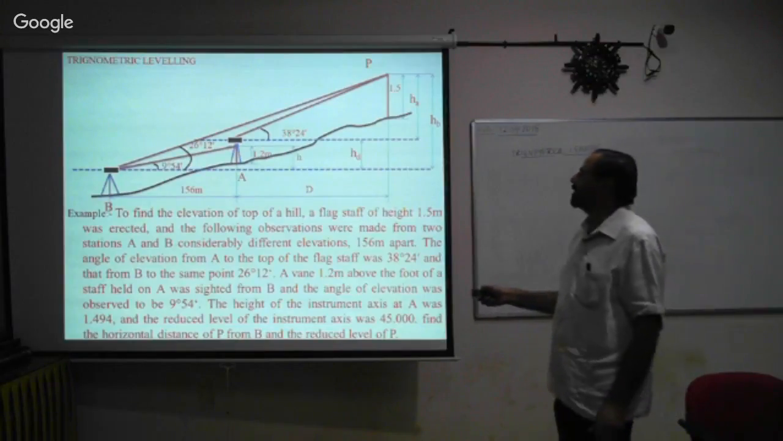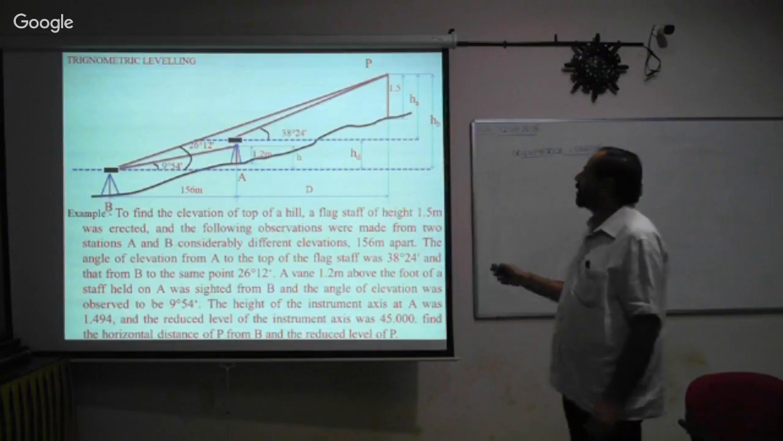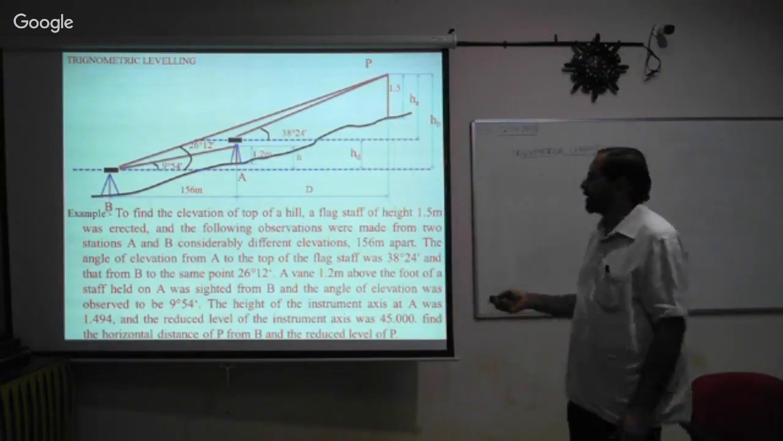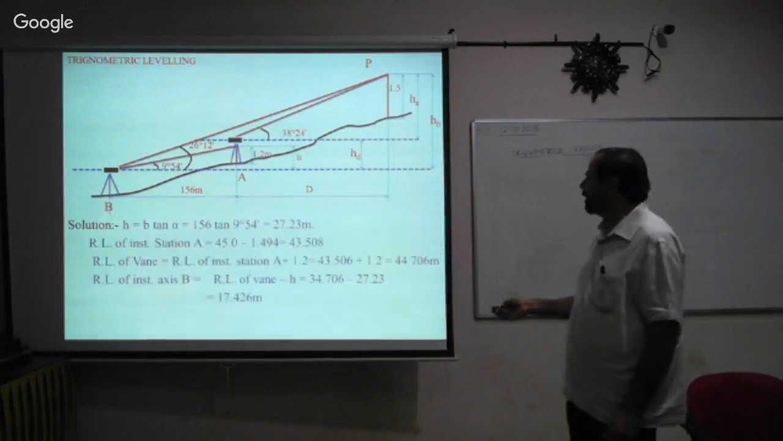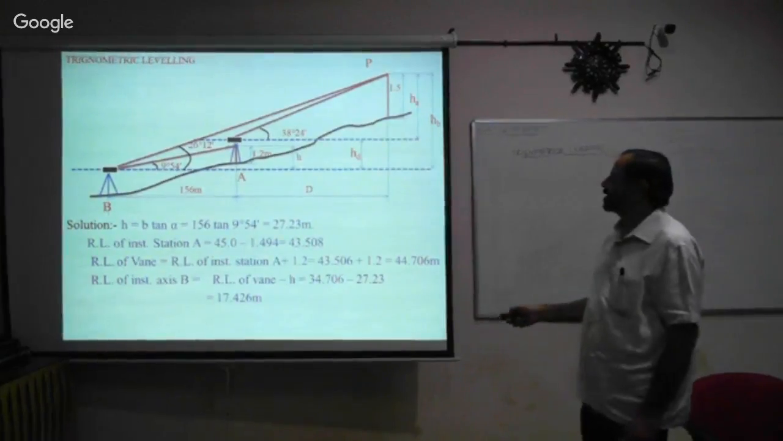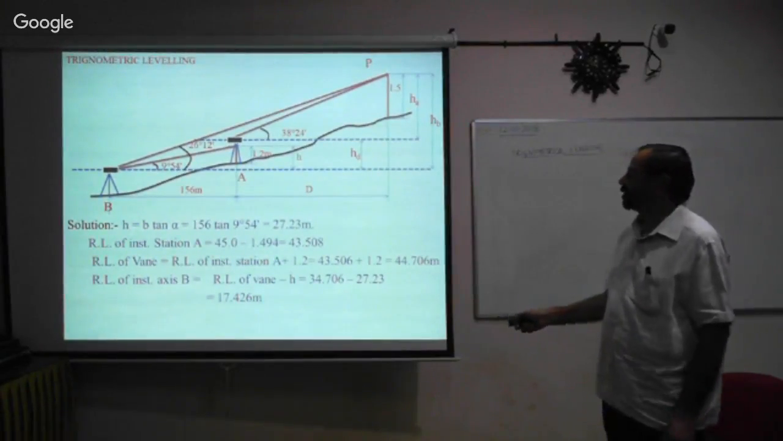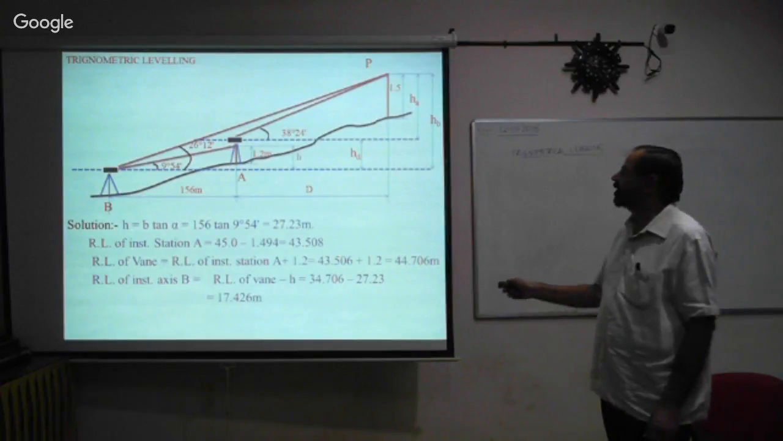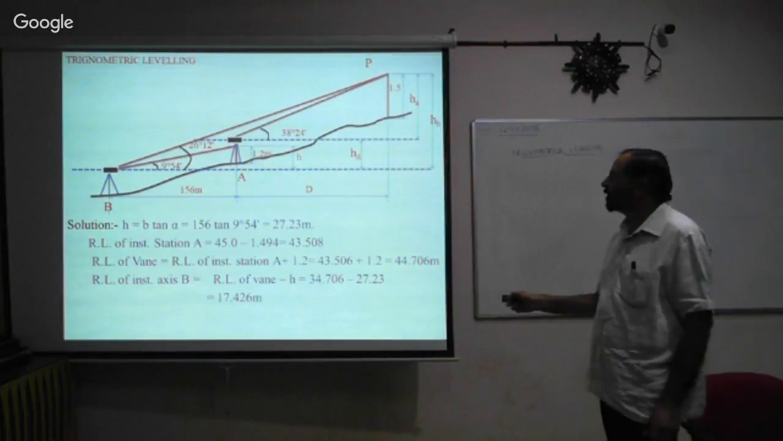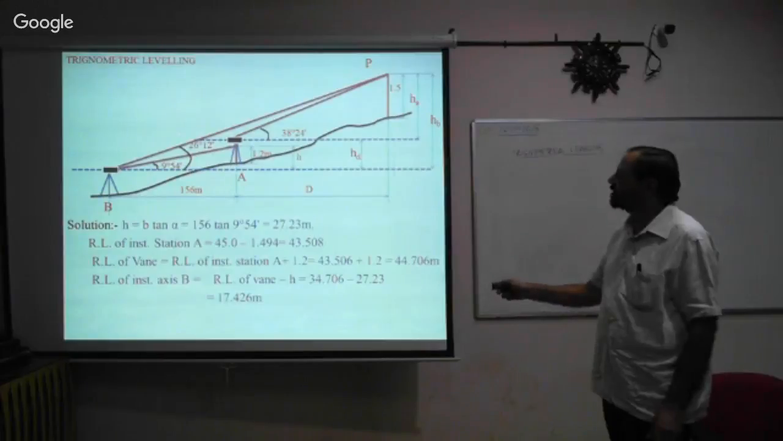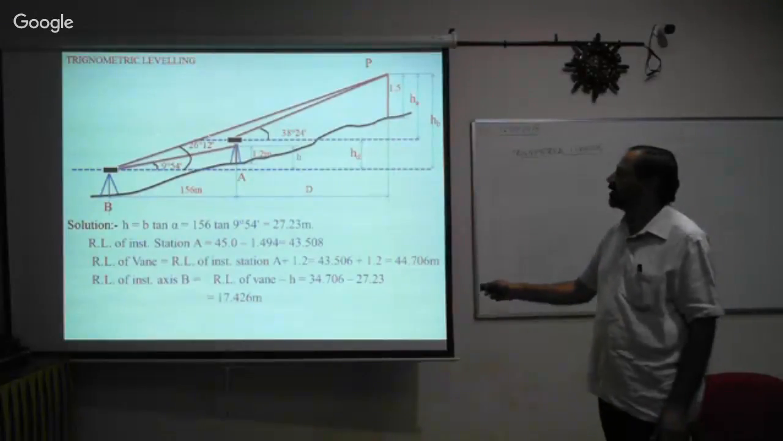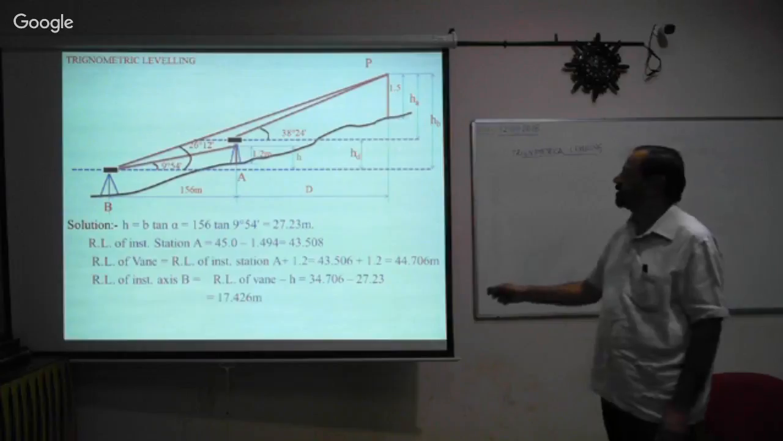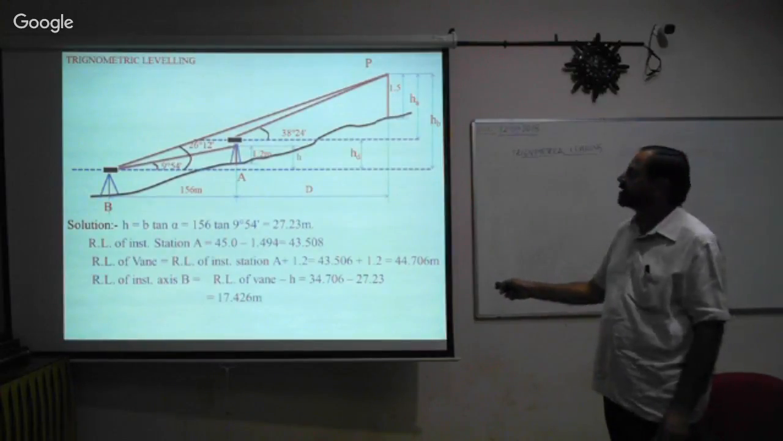Now, after doing this, apply the third case, that is case 3. Now I will show you. See, this H is equal to V tan alpha, which gives 27 meter. Therefore 27 meter. Now the RL of this axis is known, and the height of the instrument HI is known.